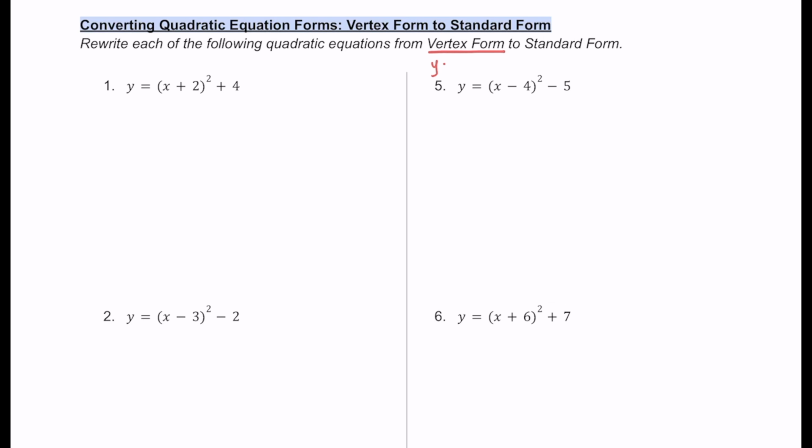Typically, we're going to have y is equal to a times the quantity of x minus h squared plus k. And so while each practice problem here starts in vertex form, we're going to convert each of them into standard form, which again takes the form of y is equal to ax squared plus bx plus c.